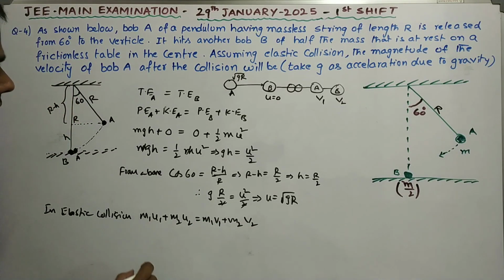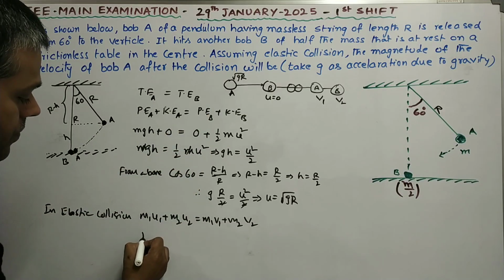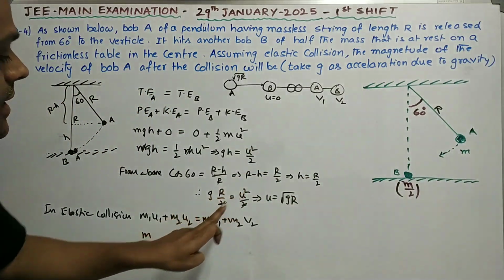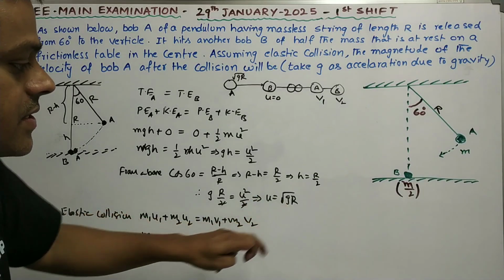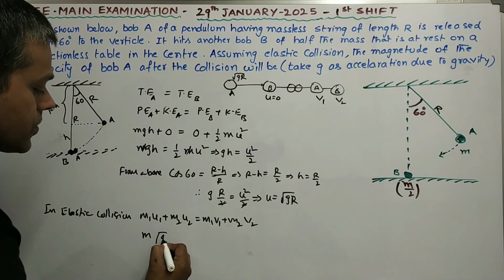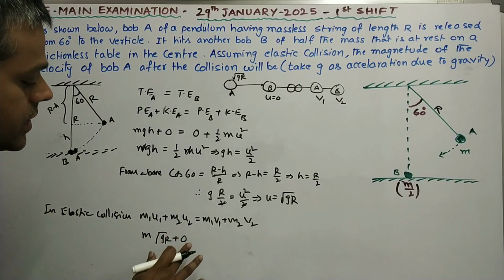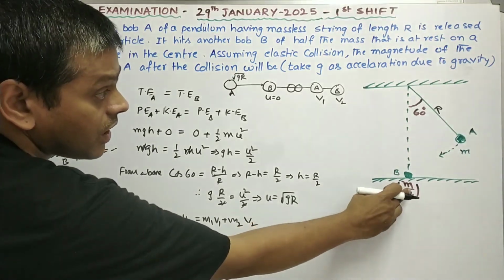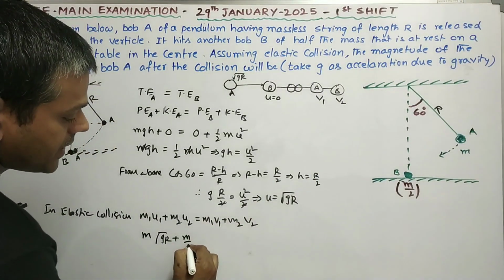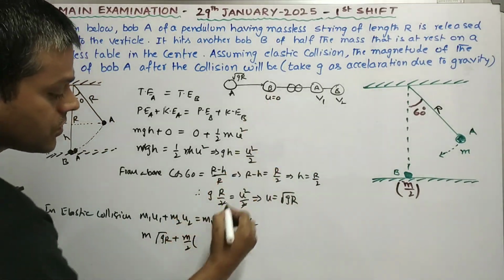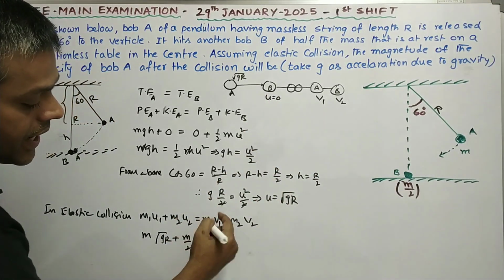So m1 u1: the mass of the first bob is m, with velocity root gR when it hits the second bob. So m into root gR plus 0. Why? Because m2, the mass of the second bob, is half of the first one, that means m by 2 into u2. Initially the second bob is at rest, that means u2 is equal to 0. It is equal to m1 v1.